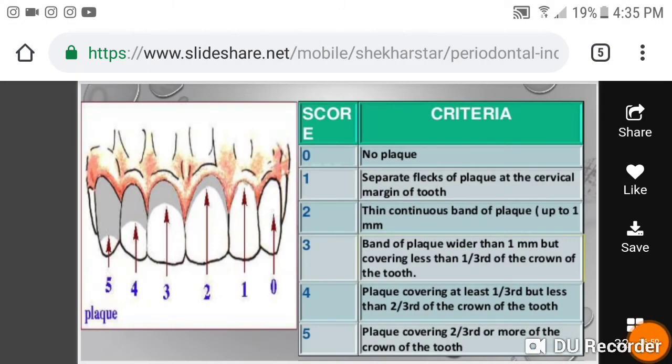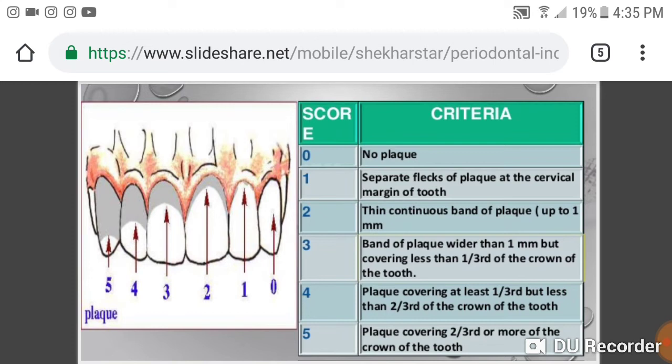So we have score of 0, no plaque, as you can see in the diagram. 1, separate flecks of plaque at the cervical margin of the tooth. 2, thin continuous band of plaque up to 1 mm. 3, band of plaque wider than 1 mm but covering less than 1/3 of the crown of the tooth. 4, plaque covering at least 1/3 but less than 2/3 of the crown of the tooth. 5, plaque covering 2/3 or more of the crown of the tooth.